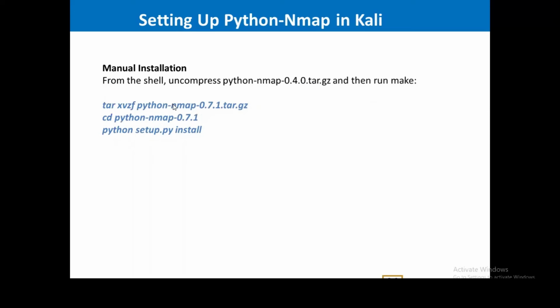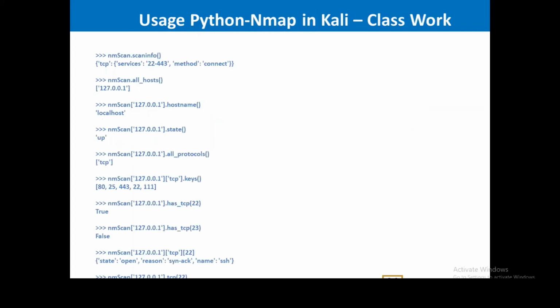When you are done running the command, you change directory to python-nmap-0.7.1. Having done that, you type the command python setup.py install. It takes a while for this installation to conclude. As soon as that is done, you are good to go. You are ready to start your scan.